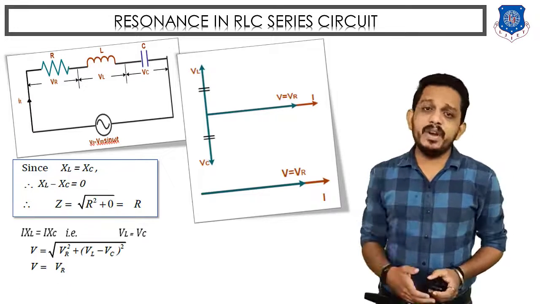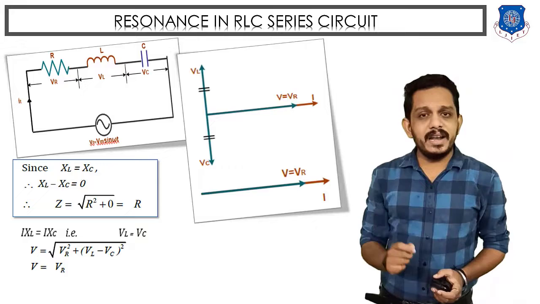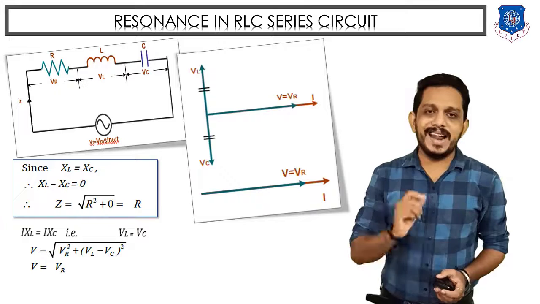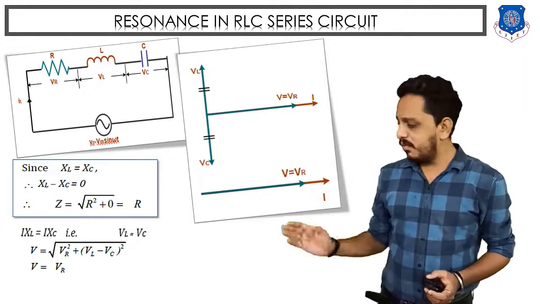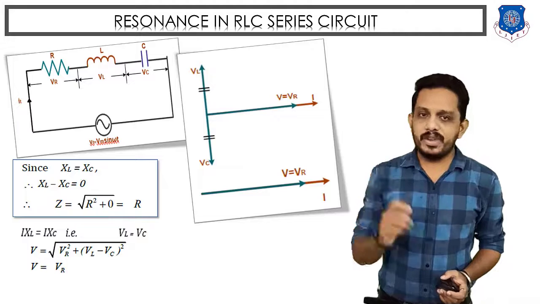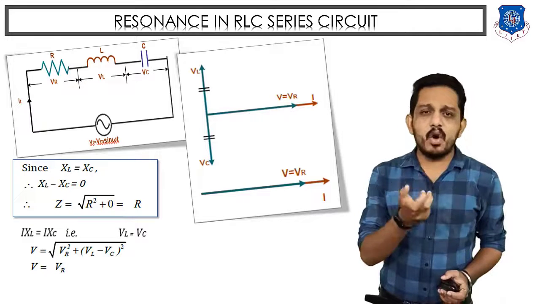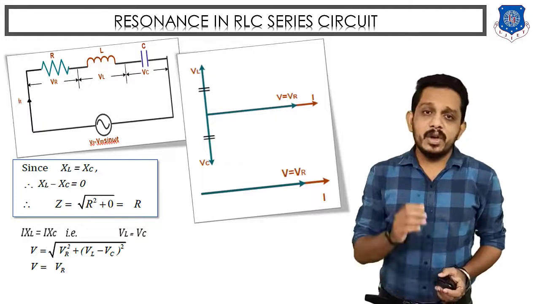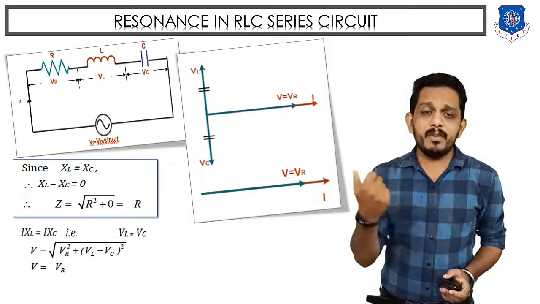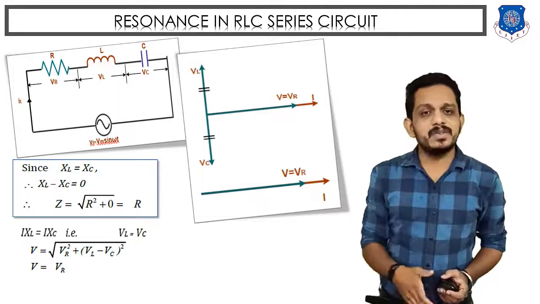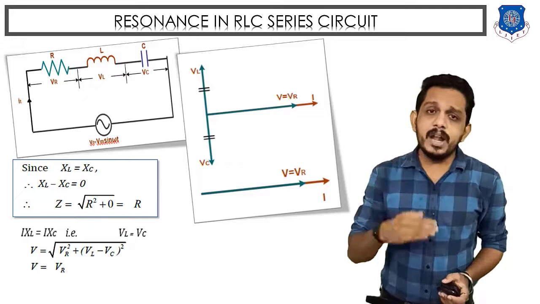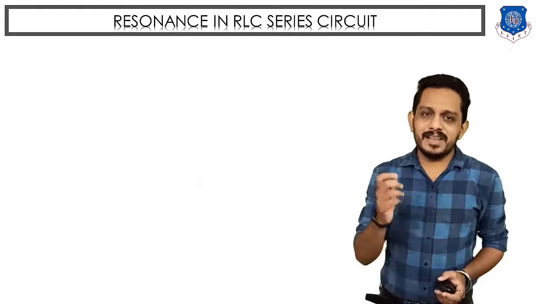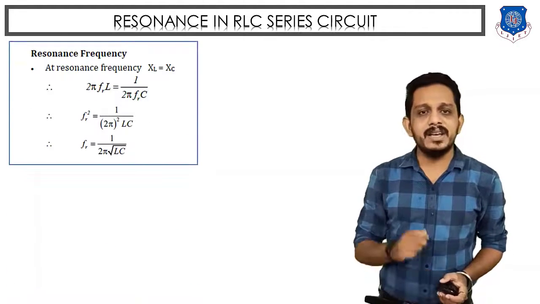If we talk about the supply voltage, earlier the supply voltage was distributed into three components: VR, VL and VC. But now we have the equation of voltage as V equals the square root of VR squared plus (VL minus VC) squared, or you can say (VC minus VL) squared. In this case, VL and VC have equal value, so VL equals VC. If we put that in this equation, that part becomes 0. So the supply voltage will appear only across the resistor. This condition is known as the resonance condition in any series RLC circuit.